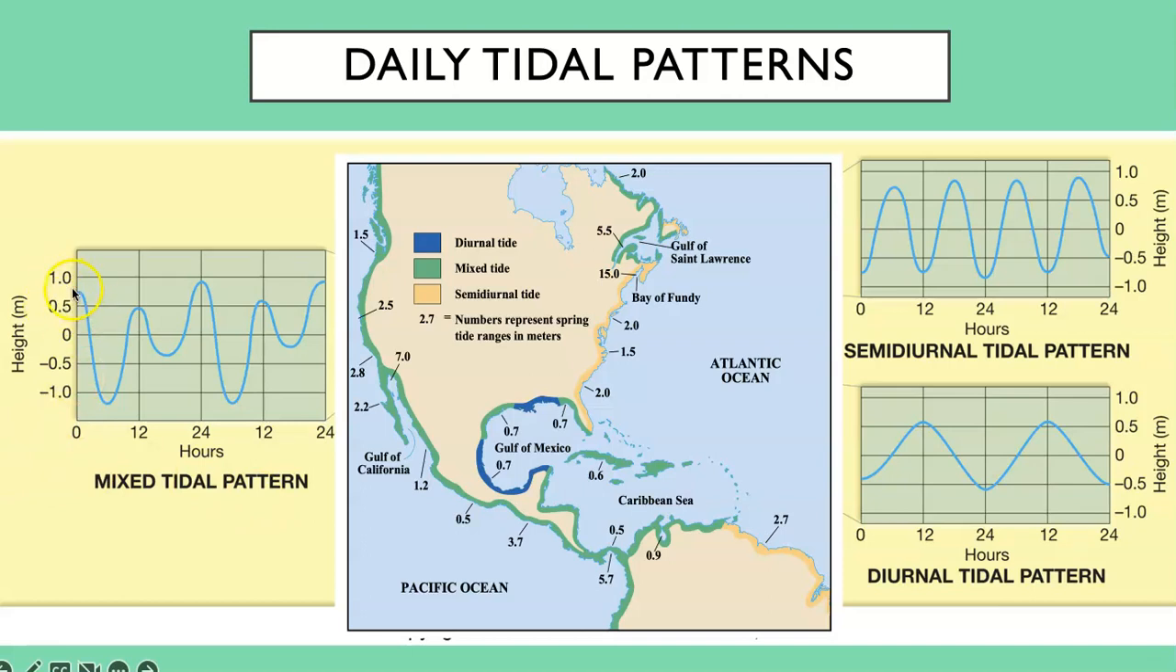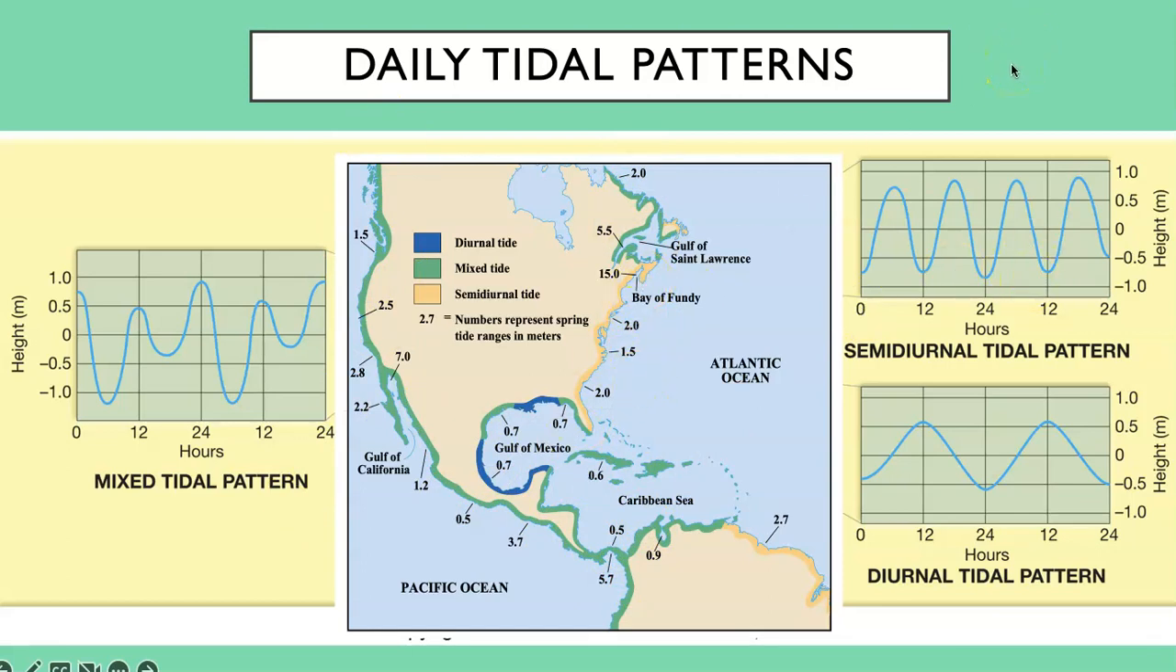So here we have a high tide, a low tide. Then we have a not so high tide, a not so low tide in 24 hours. And then we go back to that same pattern, very high, very low, sort of high, sort of low. And you can see on the map that mixed is quite common, that's the green, the semi-diurnal is the yellow.